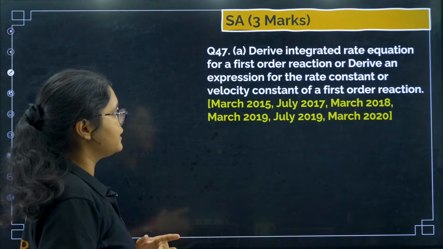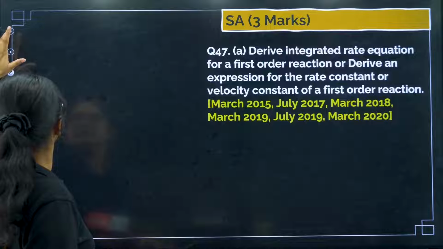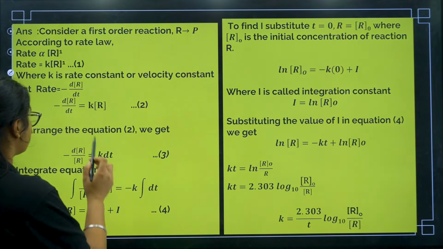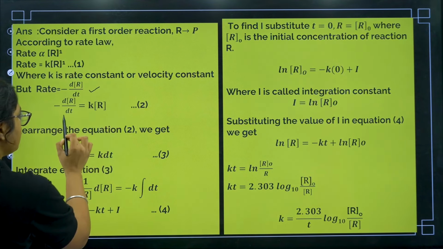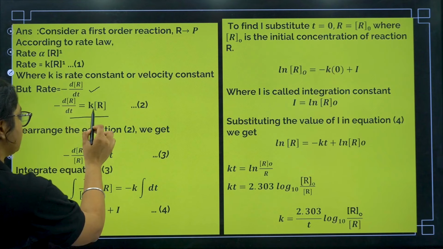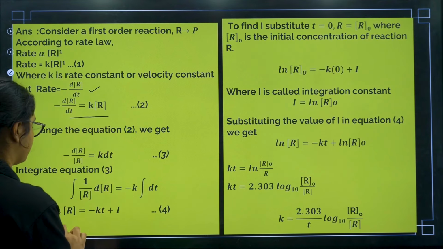next is derive the integrated rate law for the first order reaction. Same question. This is also a very popular question. First of all, you have to write rate is proportional to k into R and rate is equal to minus dR by dt. Now you can equate these two equations. After that, rearrange the equation. You take this R this side, t this side, then integrate it. You will get this one.